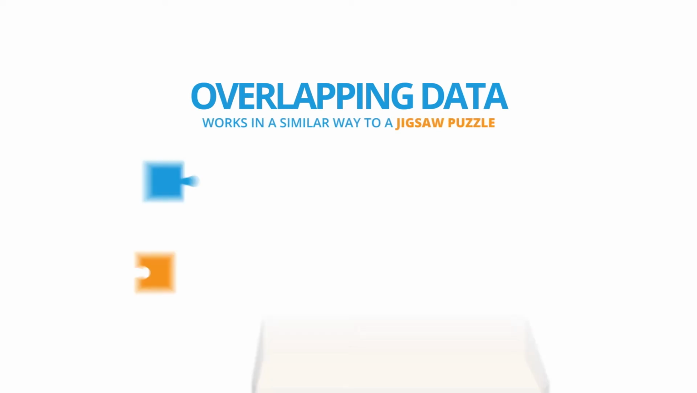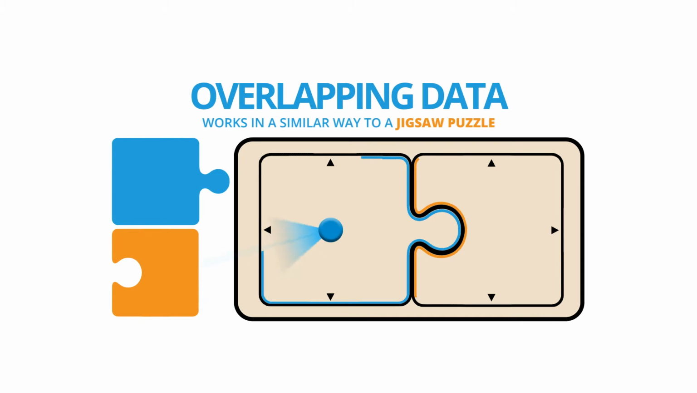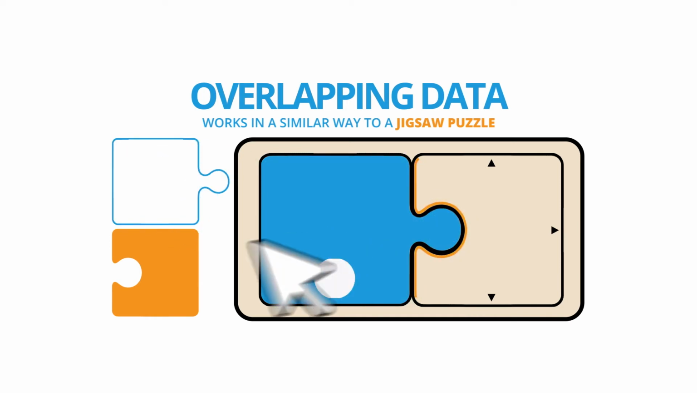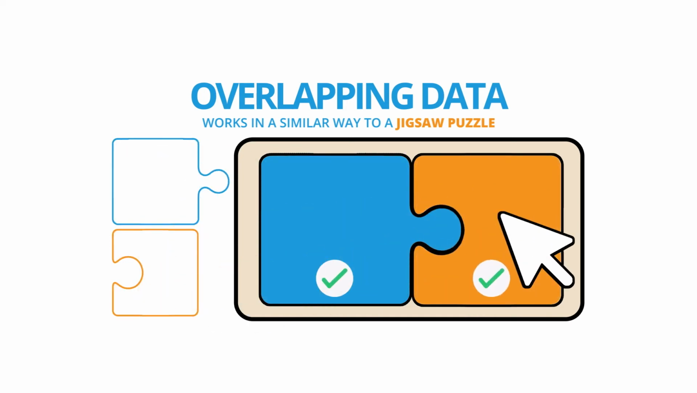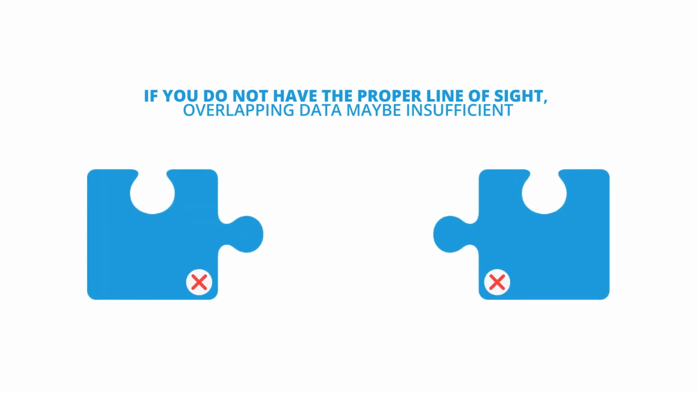Overlapping data works in a similar way to assembling a jigsaw puzzle, where each scan can be thought of as a jigsaw piece. The correct coverage of data will allow connecting room scans to snap into place. This is how our auto-align feature within Survey works. If there's a high overlap percentage, our system will place this for you. If you do not have the proper line of sight, overlapping data may be insufficient, meaning that we may not be able to perfectly represent the layout.